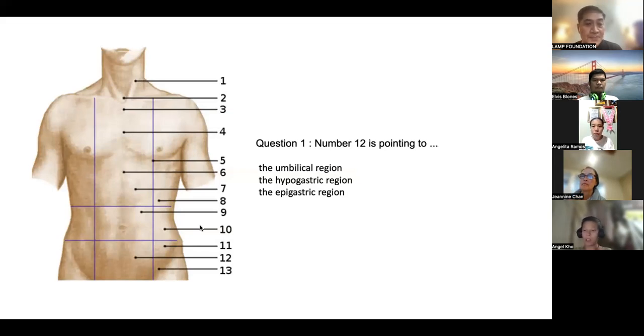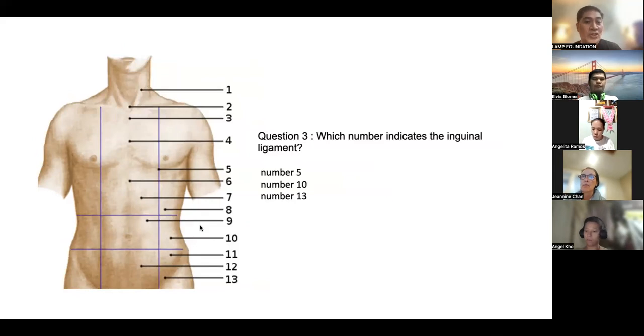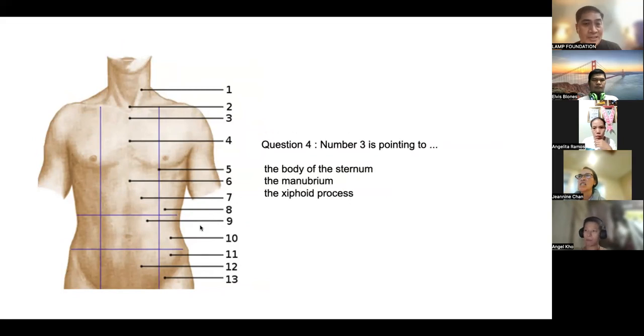Number 1 is pointing to the hypogastric region. Number 12. Okay. Number 1 is pointing to the sternocleidomastoid. Very good. Which number indicates the inguinal ligament? Inguinal ligament is the number 13. Wow. Number 3 is pointing to what? Number 3 is pointing to the manubrium.